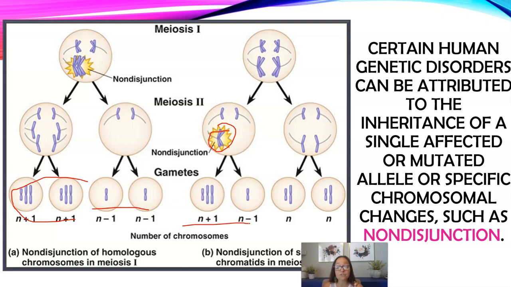non-disjunction, or having an extra chromosome, not an extra set, sorry. If it was an extra set, then you would have 3 number 1s, 3 number 2s, 3 number 3s, 3 number 4s. That is not what we're talking about. We're talking about just one extra. Chromosome number 21 has 3 copies, but chromosome number 1 has 2 copies. Chromosome number 2 has 2 copies. Chromosome number 3 has 2 copies. It's only 1 extra chromosome, not a whole 23 extra. Okay, I want to be clear on that.